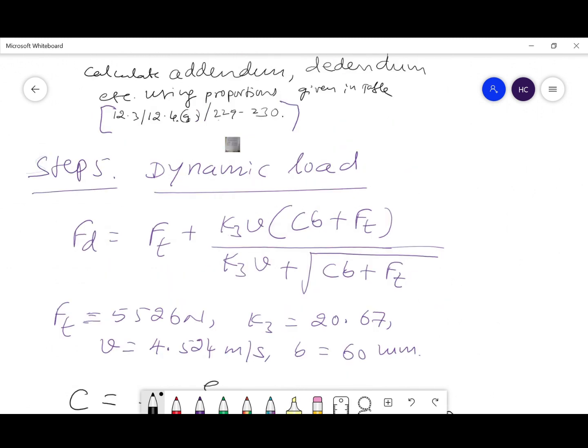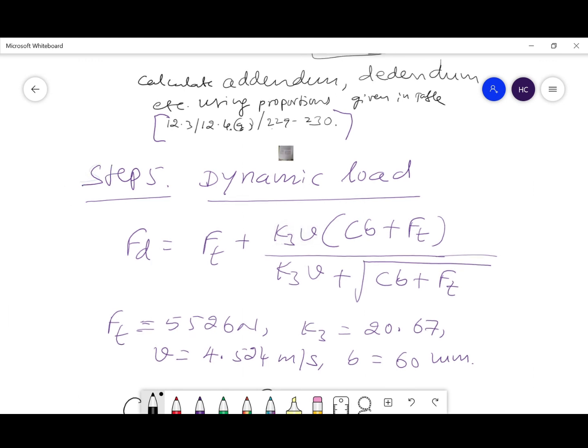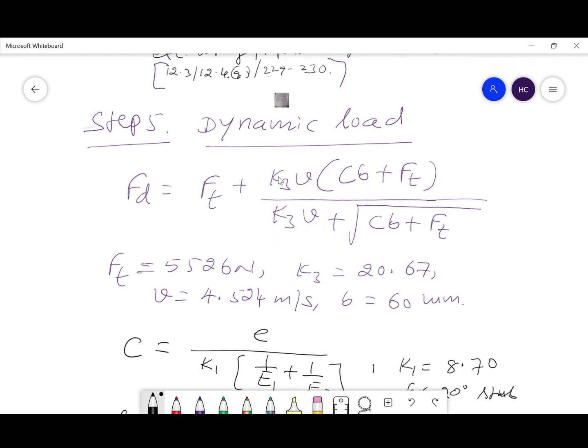Some parameters are there in table 12.4a which are not there in 12.3. So you can make use of both the tables and arrive at that. And based on the pressure angle also you can use a suitable table. Table 12.4a is an American standard, so there different proportions are given for 20 degree stub tooth and 14.5 degree and 20 degree full depth involute.